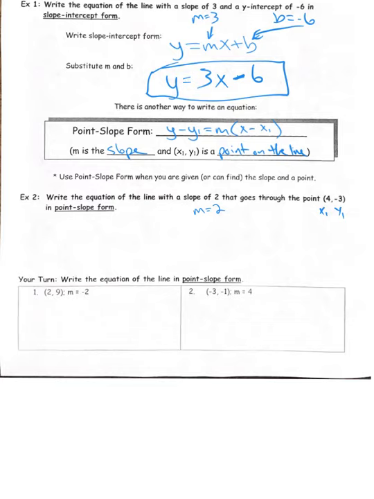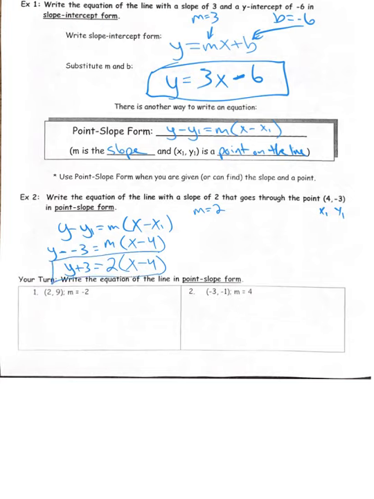Plugging that into this y minus y1 equals m parentheses x minus x1 form: y minus, in this case our y1 value is -3, equals m parentheses x minus our x1 value, 4. Just realize that here, if you subtract a negative number, that's the same as adding. So instead of having y minus -3, let's write that as y plus 3. So here we have y plus 3 equals, and we plug in our m value, which was 2, times x minus 4. So that is the equation of your line in point-slope form.